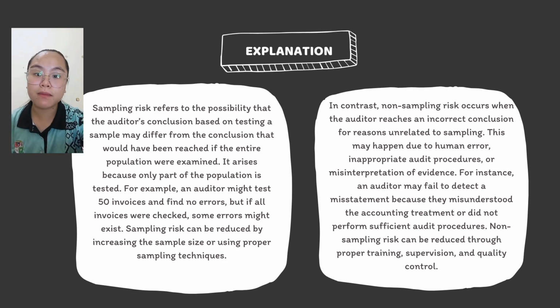In contrast, non-sampling risk occurs when the auditor reaches an incorrect conclusion for reasons unrelated to sampling. This may happen due to human error, inappropriate audit procedures, or misinterpretation of evidence. For instance, an auditor may fail to detect a misstatement because they misunderstood the accounting treatment or did not perform sufficient audit procedures. Non-sampling risk can be reduced through proper training, supervision, and quality control.